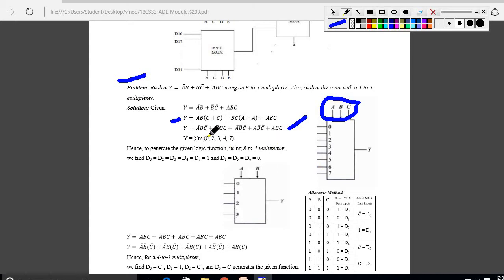The left out terms here are 1, 4, 5 and 6. Those are all 0. The data inputs of those are 0, the remaining are 1. So this is the realization using an 8:1 multiplexer. If you have any doubt, just go through this. The 8:1 multiplexer circuit looks like this only: 8 data input lines, 3 control input lines, and 1 output.